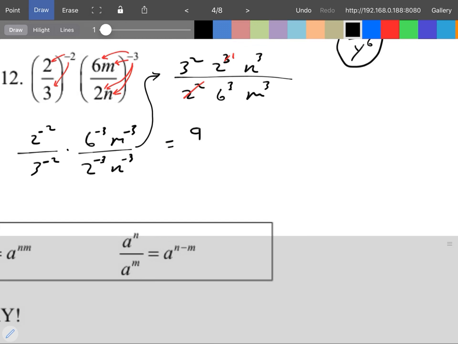All right, so what do I have now? I have got a 3 squared in the numerator, that's a 9. I've got a 2 to the first power, so that's times 2, times n to the third. And in the denominator, the 2 squared cancels out, so that's a 1. And then I got a 6 to the third power. Well, 6 to the third power, that is 216. And then I've got a m to the third.